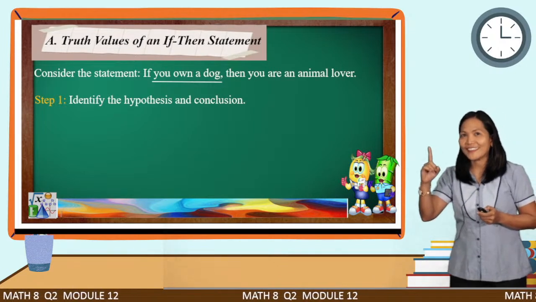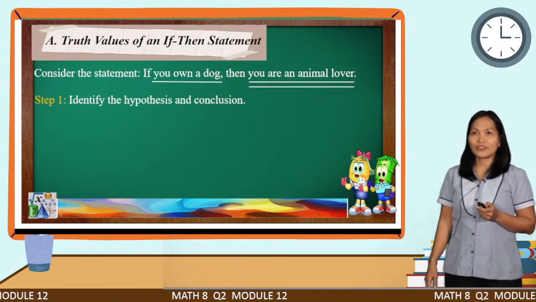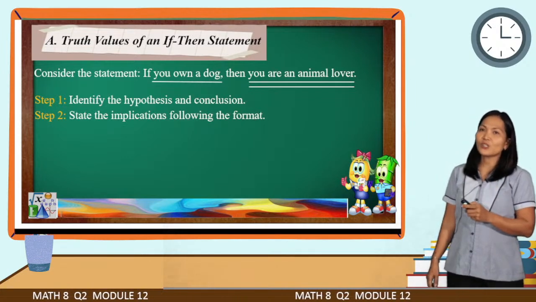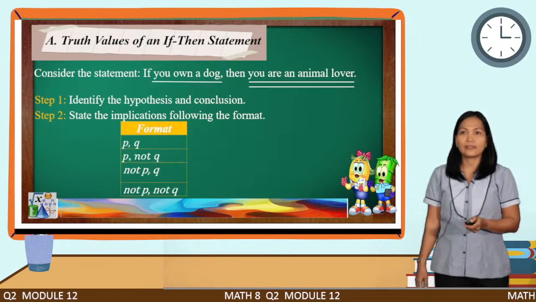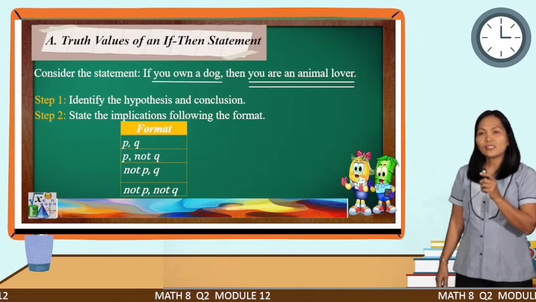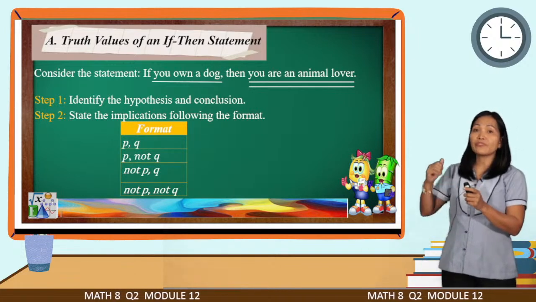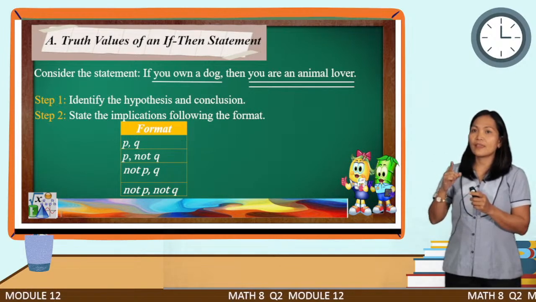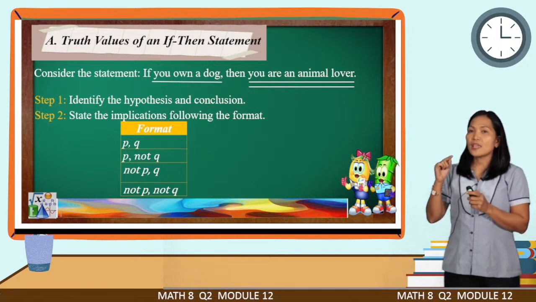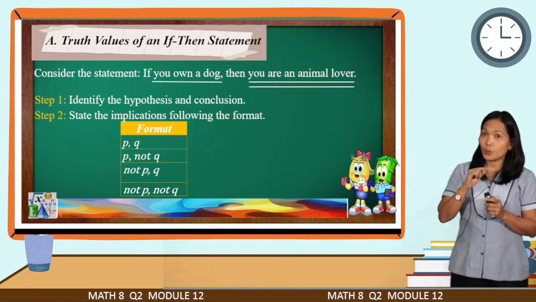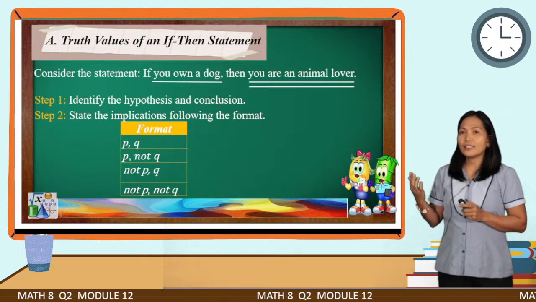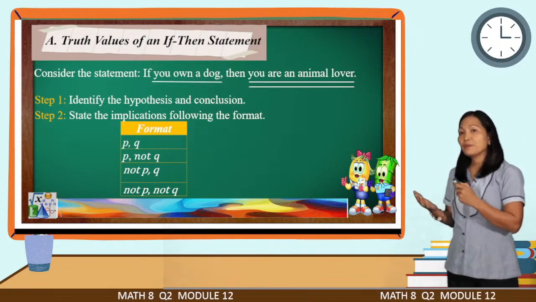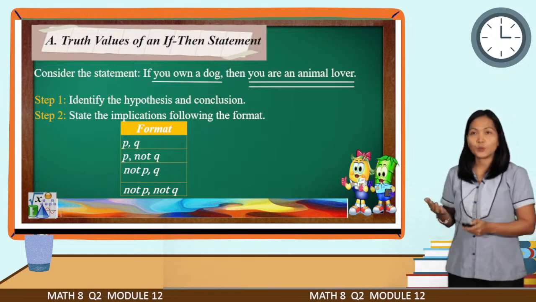You're correct again. You are an animal lover. Let's have step 2. Let us state the implications following the format. Take note that this format is taken from our truth values before. So, if P, then Q. The second one, if P, then not Q. The third one, if not P, then Q. For the 4th one, if not P, then not Q.